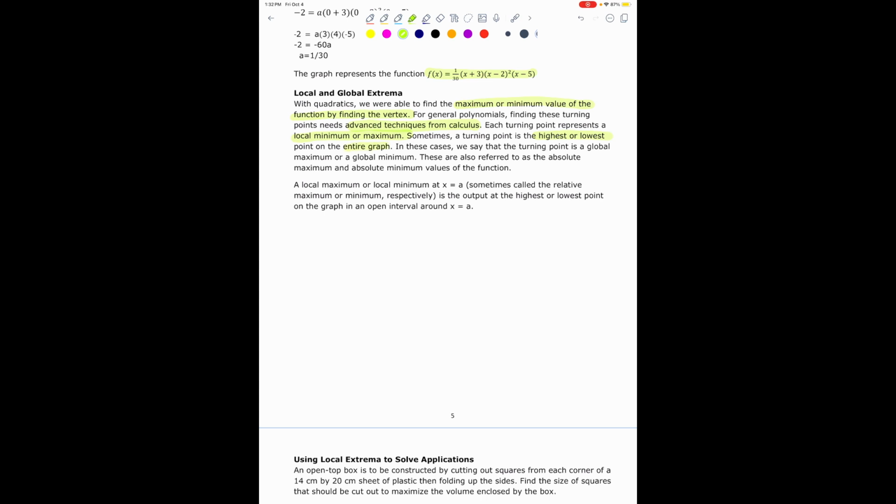And in these cases, we say that this turning point is a global maximum or a global minimum. These are also referred to as the absolute minimum or the absolute maximum values of the function. A local maximum or a local minimum at x equals a, sometimes called a relative maximum or minimum, respectively, is the output at the highest or lowest point on the graph in an open interval around x equals a. So it's the same concept as quadratics.